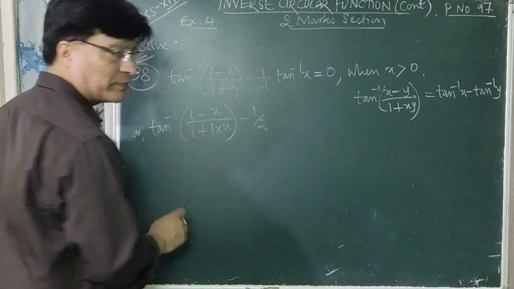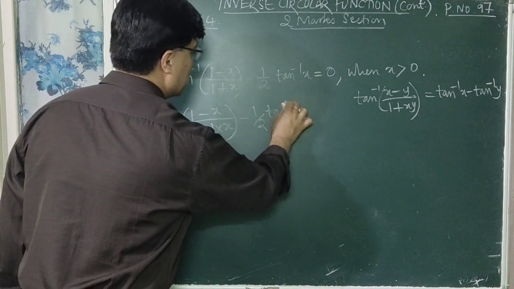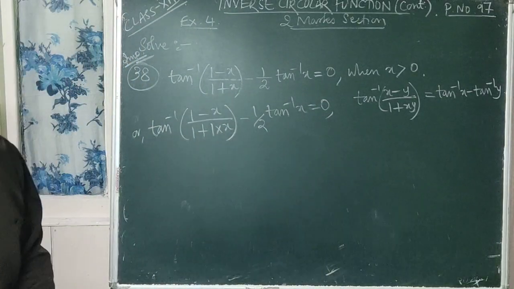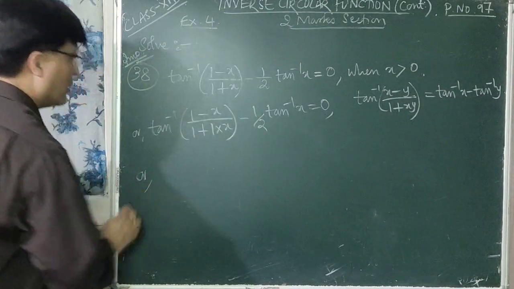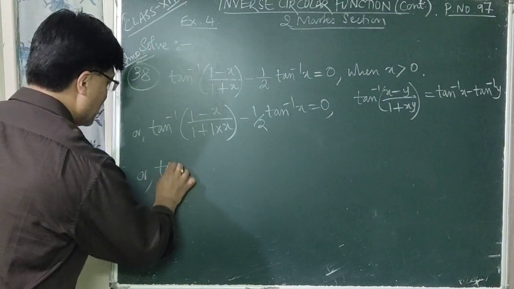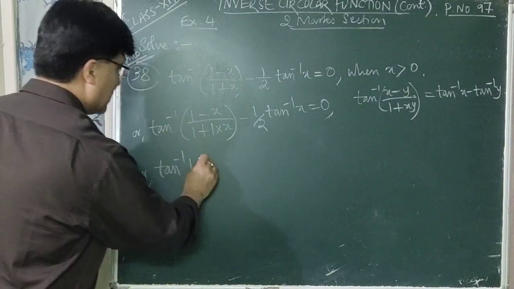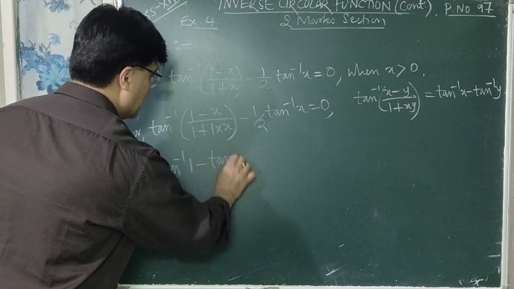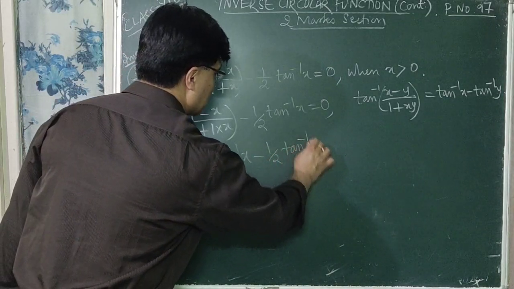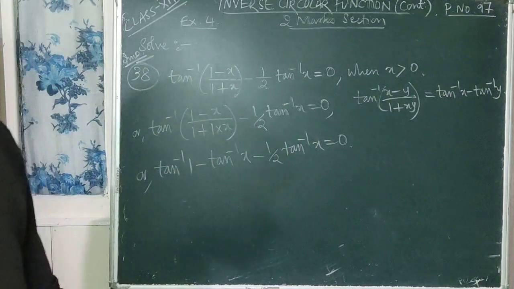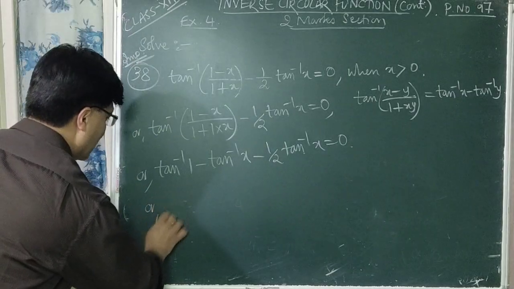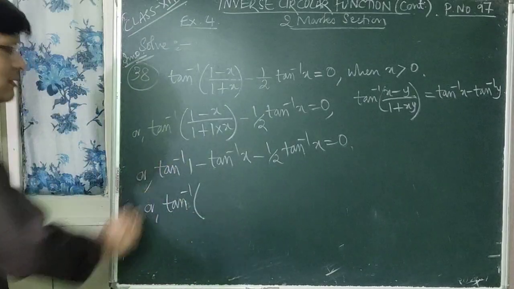Now second term, keep it same. Half tan inverse x, which is equal to 0. Right? Is that clear? So next you can use the formula here, this one, tan inverse x minus tan inverse y. What is x here? It is 1. So tan inverse 1, right? Then minus, what is tan inverse y here? It is tan inverse x. Then minus tan inverse x, which is equal to 0. Now you can easily simplify it. Okay? So now we can simplify it.